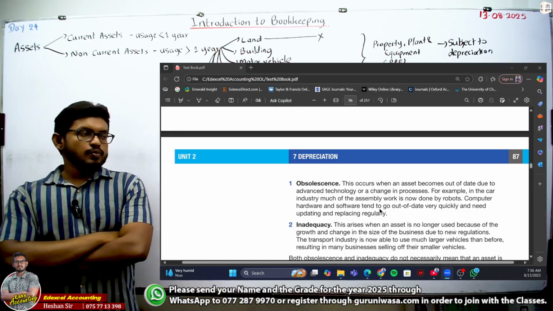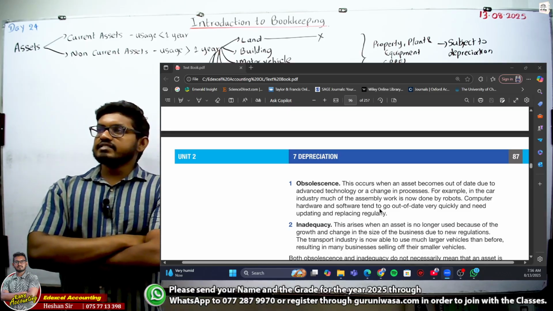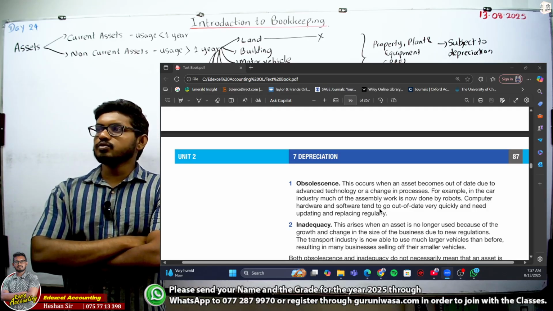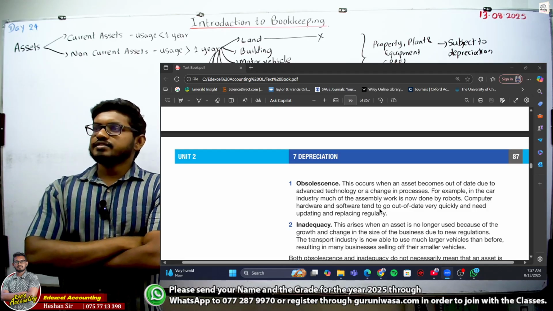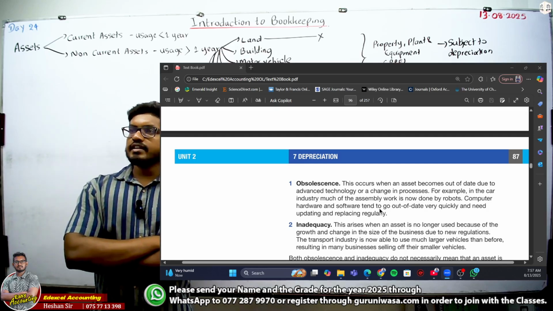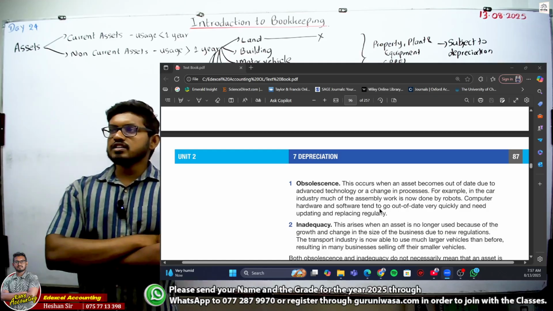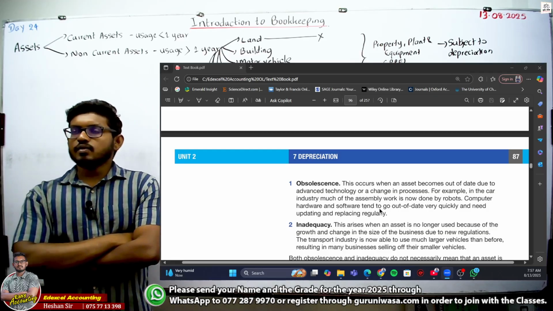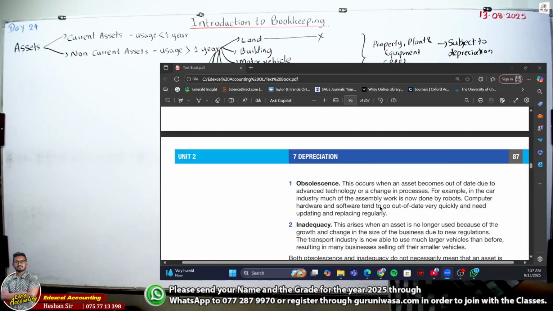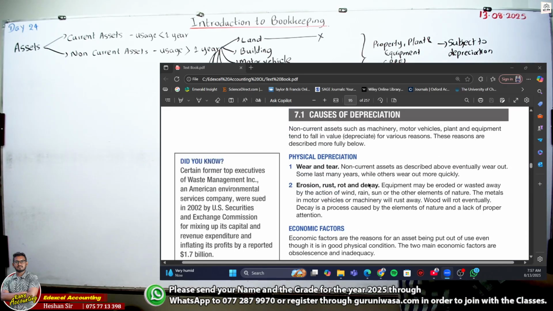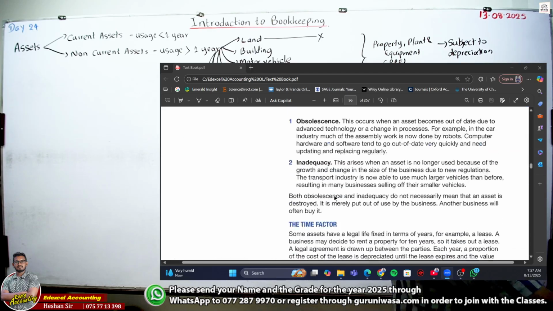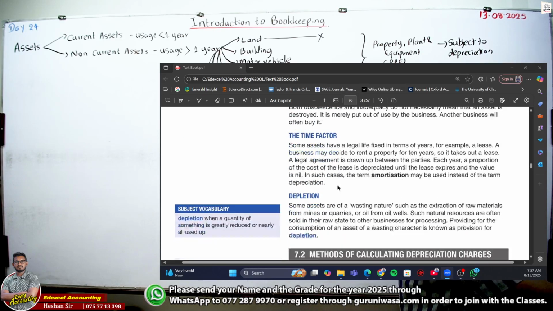Inadequacy. This arises when an asset is no longer used because of growth and change in the size of the business or due to new regulations. The transport industry is now able to use much larger vehicles than before, resulting in many businesses selling off their small vehicles, right? So there are two main factors because of which the value decreases: physical factors and economic factors, right?